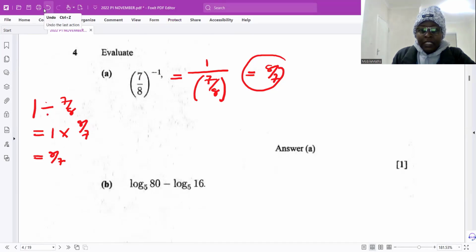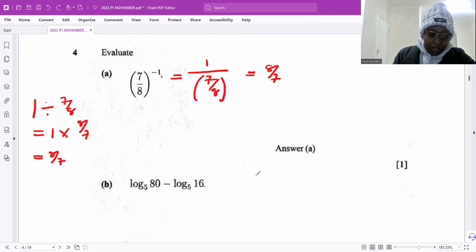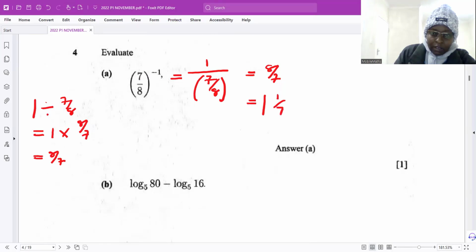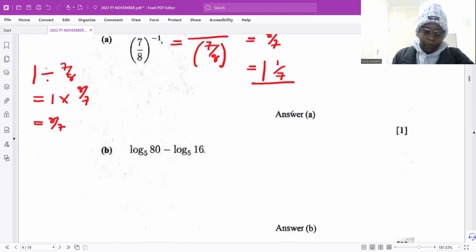Now, having that, let's answer the question. So we want to evaluate. So it means this is one whole number and 1 over 7. That's our final answer. We have evaluated it now.